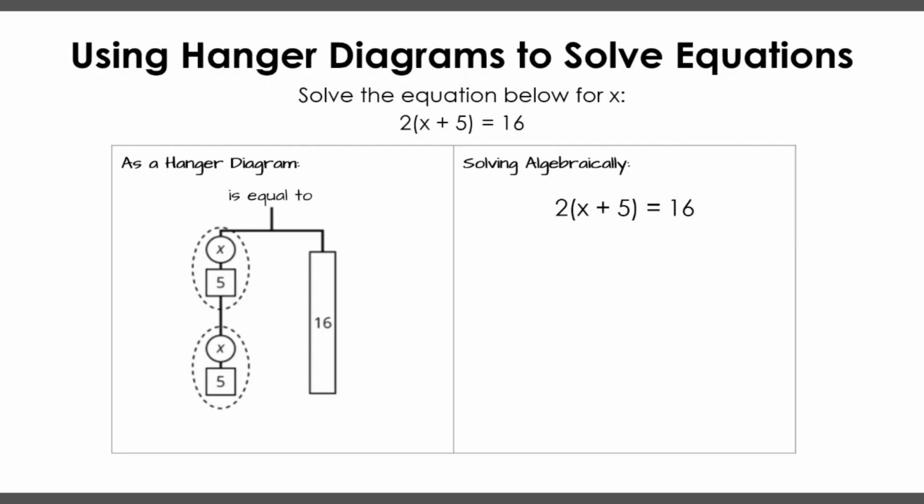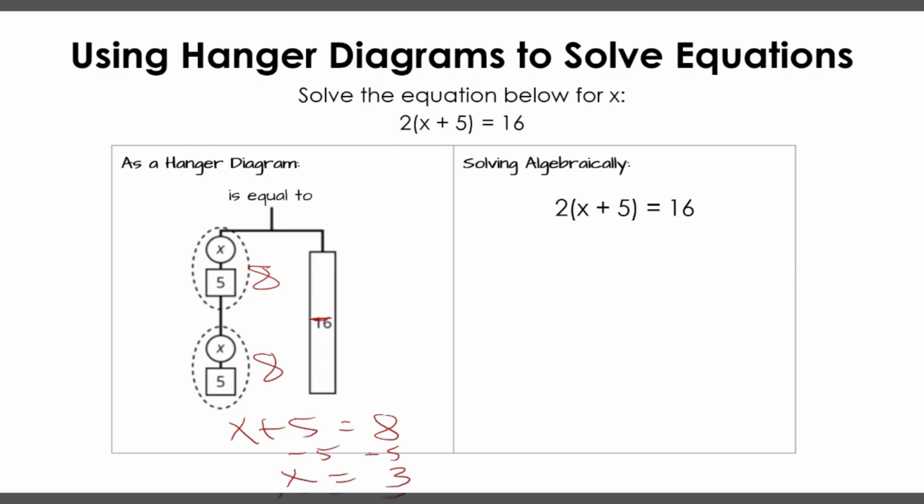Here we have a hanger diagram. Think of this as like a balance. You have to keep what's on one side the same as what's on the other side, or equal to. So we have 2 sets of X plus 5. So when we have 2 sets of X plus 5, we know that the 16 is divided equally into 2 parts. So this part has to equal 8 and this part has to equal 8. So we have X plus 5 equals 8. Isolate the variable, subtract by 5, and so X equals 3.